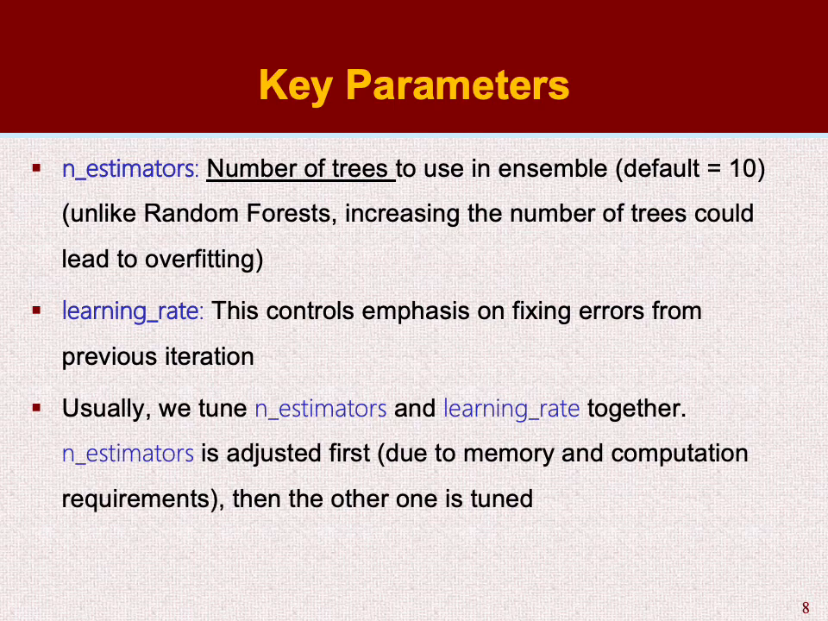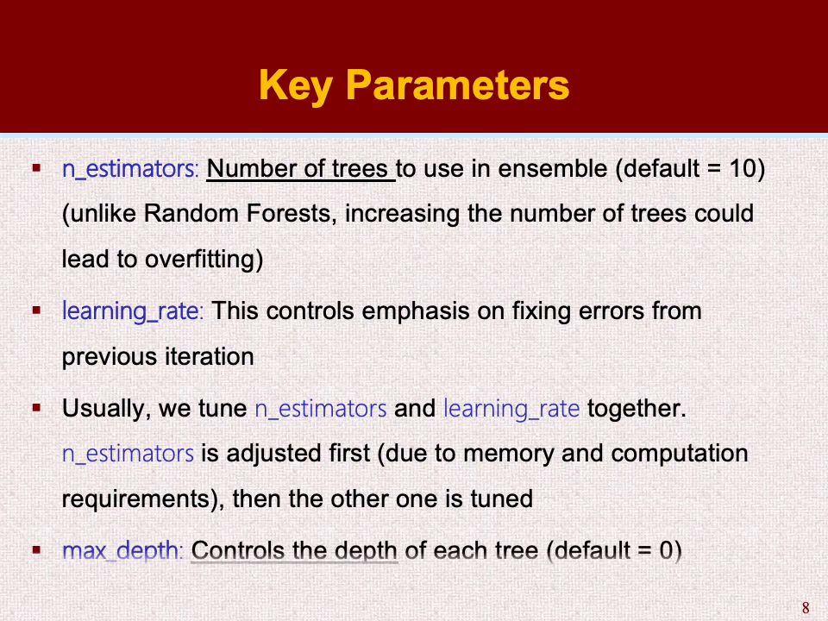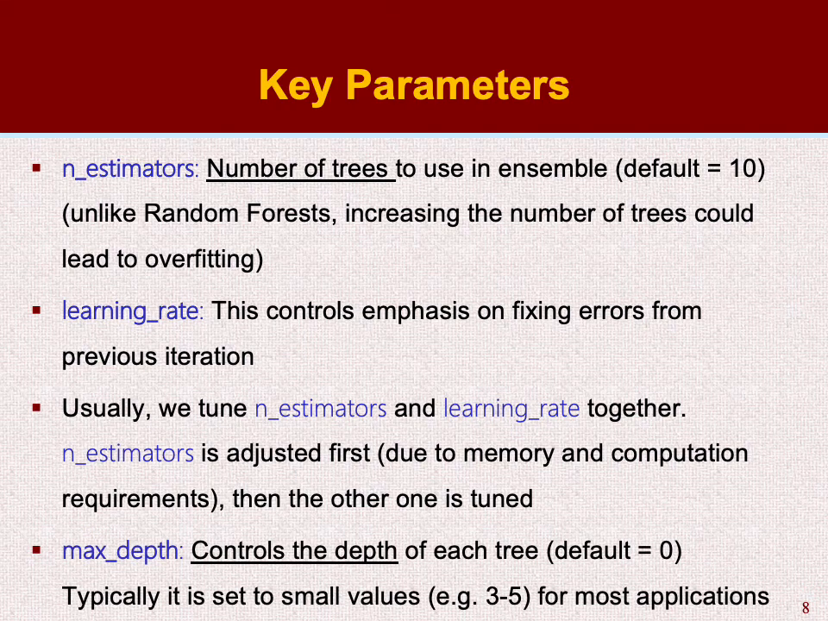Usually, we tune the number of estimators and learning rate together. Number of estimators is adjusted first due to memory and computational requirements, and then the other one is tuned. The next one is maximum depth, which controls the depth of each tree. The default value is 3. Typically, it is set to small values, something between 3 to 5 for most applications.